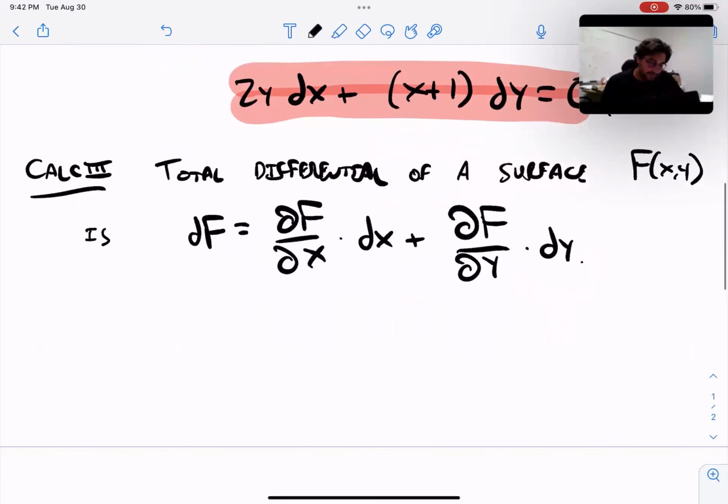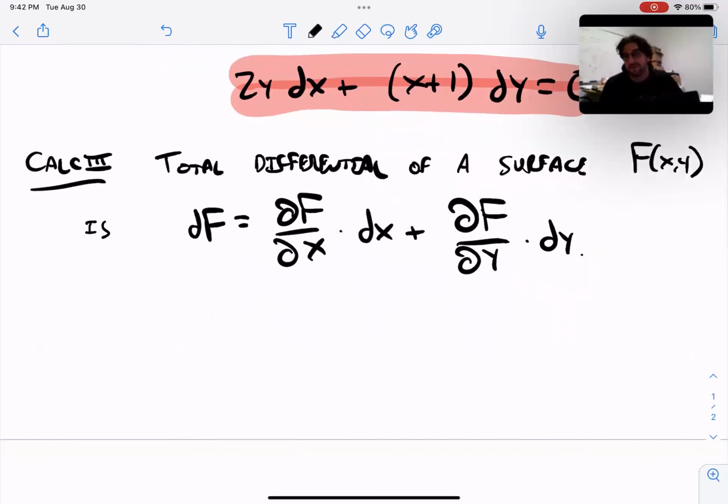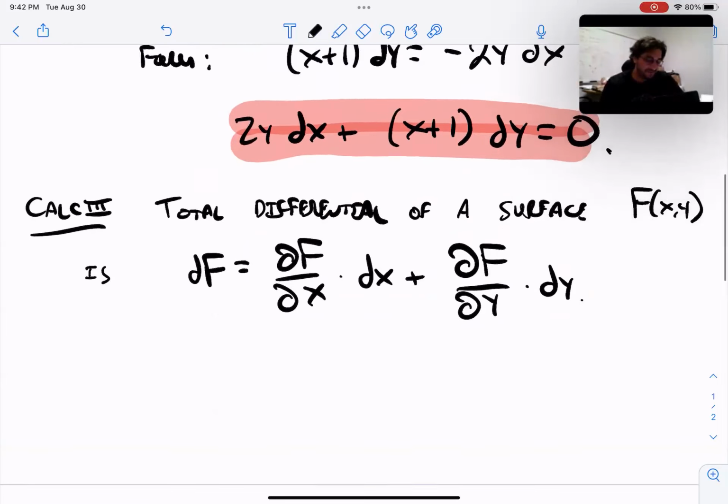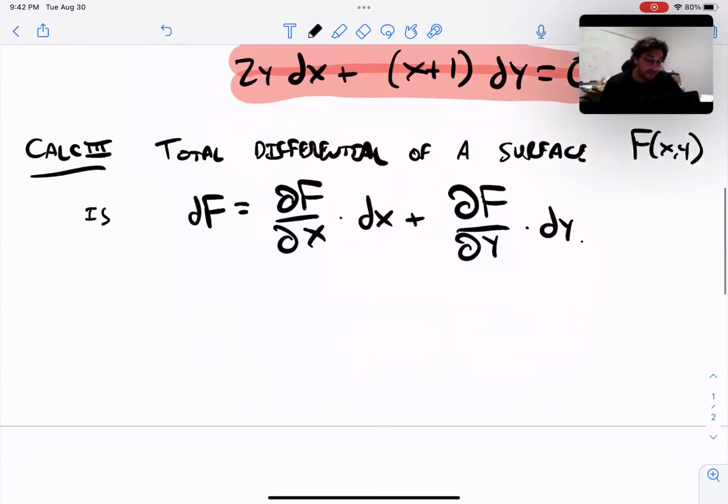So this definition, and again, don't worry if you haven't had Calc 3, I'm just explaining the name here. But this definition does, in fact, motivate a method of solving this kind of differential equation. So here's what you can do. Here's another definition. This is what an exact differential equation is.